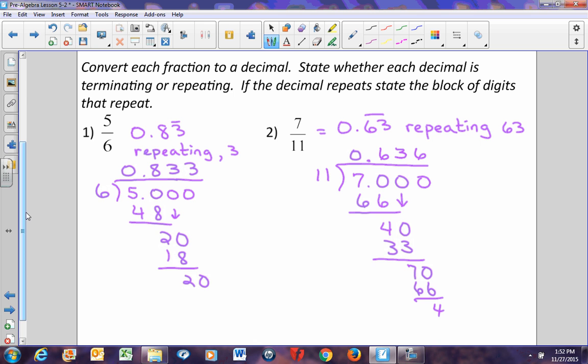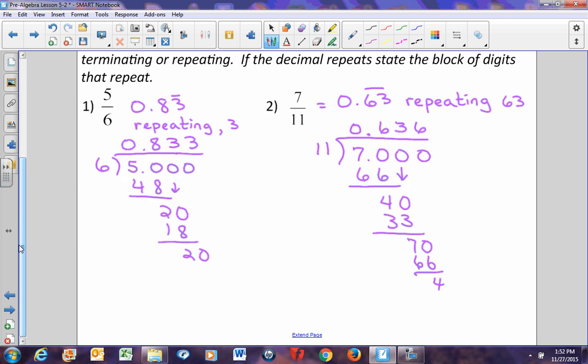So, changing a fraction into a decimal. It doesn't even matter if it's a mixed number. Sometimes you'll get a mixed number. If you get a mixed number, just put that mixed number as a whole number in front of your decimal. Because if this would have been 2 7/11, it would be 2.63 repeating.